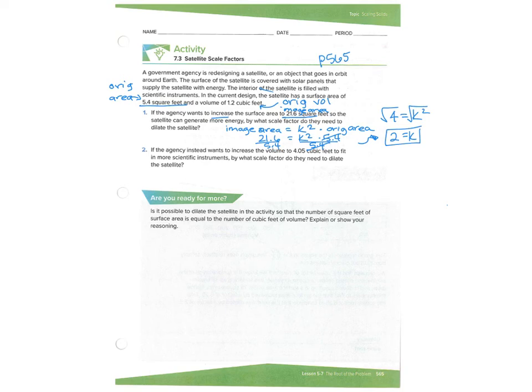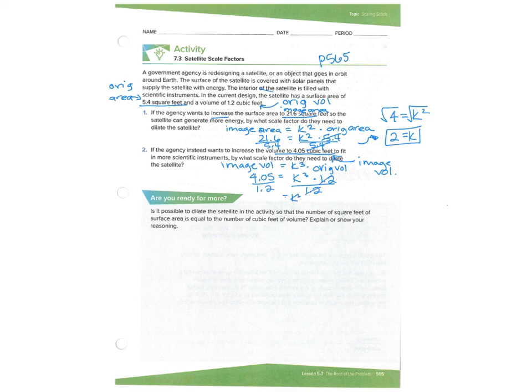So let's find out when the volume increases to 4.05 cubic feet. This is my image volume, the 4.05 cubic feet. So when I set up my equation, I know the image volume equals k cubed times the original volume. So I know that 4.05 is equal to k cubed times my original volume up above in the problem, which was 1.2. So again, I'm trying to solve for k. I need to isolate the k cubed. So let's divide both sides by my 1.2 to get the k cubed alone.